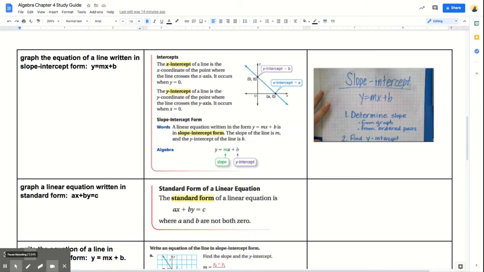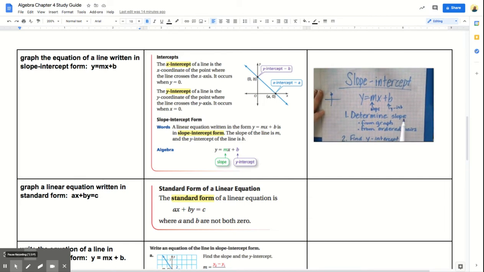So here we are at slope-intercept form. This is probably going to be something you're really familiar with. You've heard it a lot. y equals mx plus b, where the m represents slope and the b represents the y-intercept, where it crosses the y-axis.